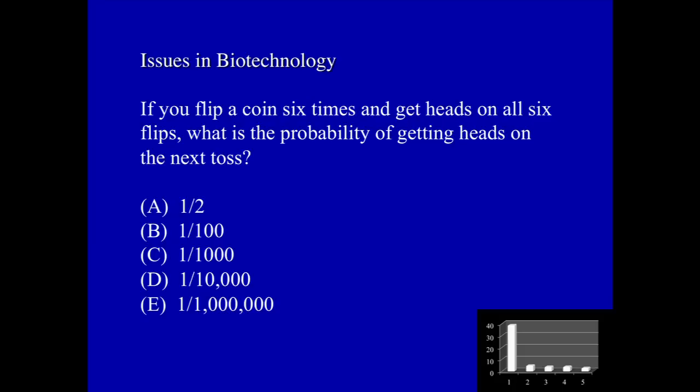If you were to flip a coin 6 times and get heads on all 6 flips, what's the probability of getting heads on the next toss? 1 out of 2, 1 out of 100, 1 out of 1,000, 1 out of 10,000, 1 in a million. Keep in mind that the coin that you flipped 6 times, you got heads on all 6. Well, I hope that you've had some statistics or some common sense before you answered this question, because it's always 1 out of 2. And unless you get this question right, I would suggest you avoid Foxwoods.